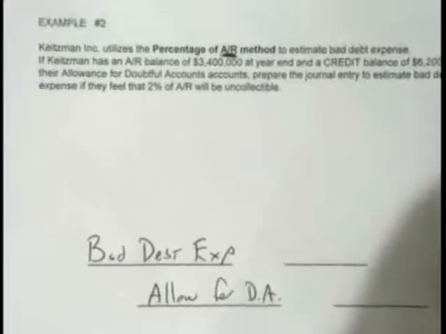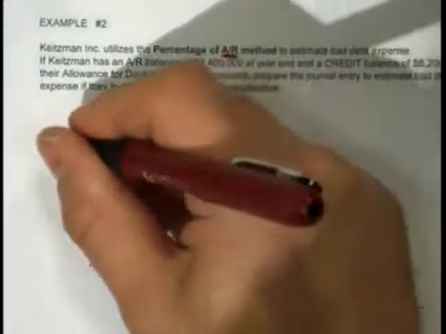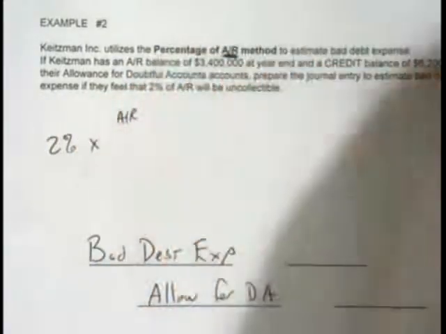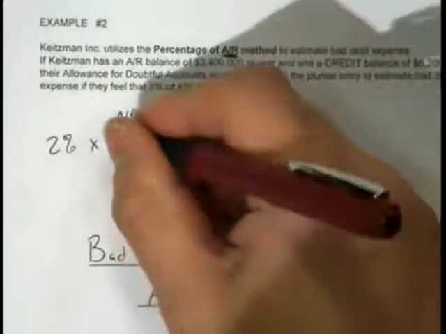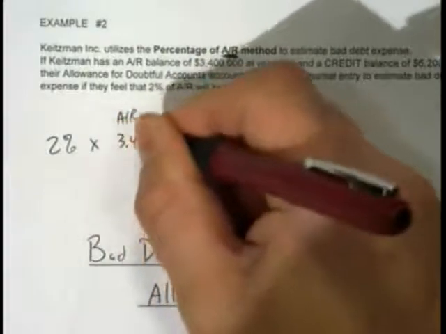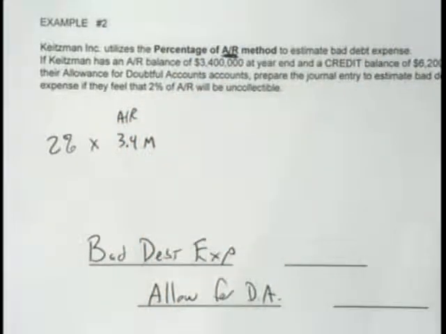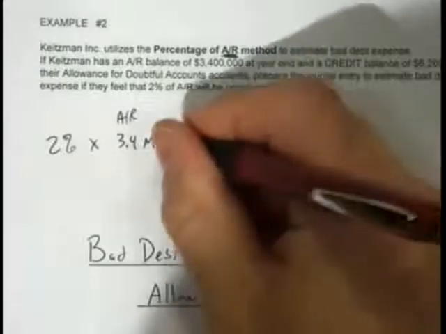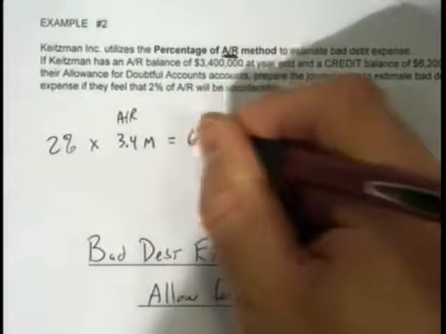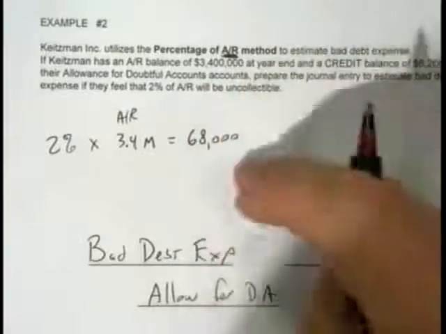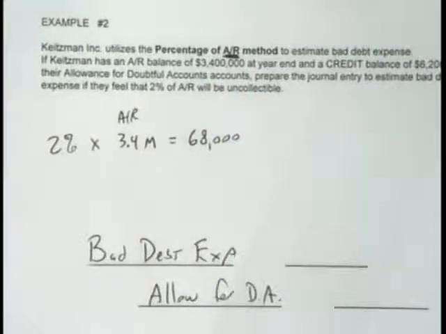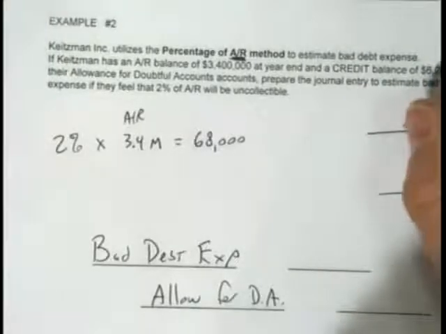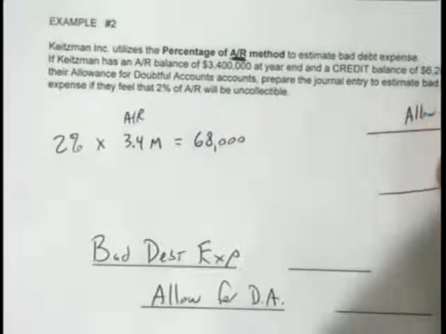2% of AR is uncollectible, okay? So we have 2% times your AR, and AR is what, 3.4 million? What's 2% times 3.4 million? 68,000? Okay. And is that the number that goes in the blank? No, no, no. Got to do a little T account here, don't you, for allowance for doubtful accounts.